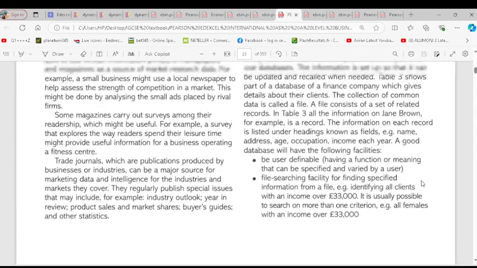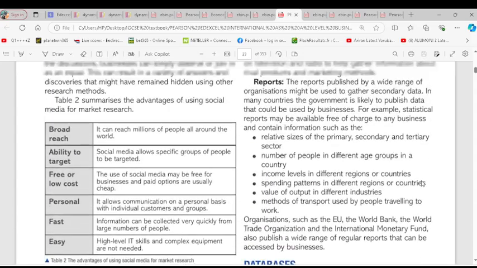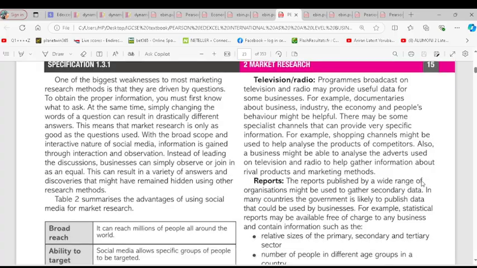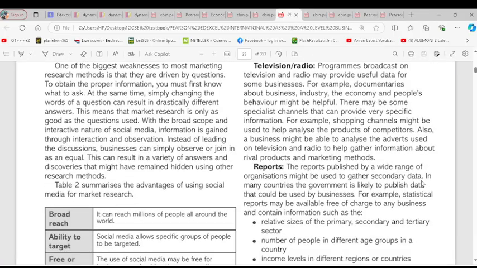So that's about newspaper and magazine. Then we have the next one, which is television and radio. For television and radio, programs broadcast on television and radio may provide useful data for some businesses. For example, documentaries about business, industry, the economy, and people's behavior might be helpful. There may be some specialist channels that can provide very specific information.